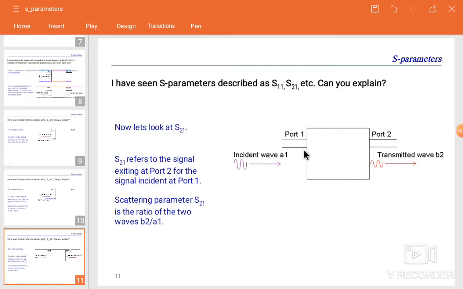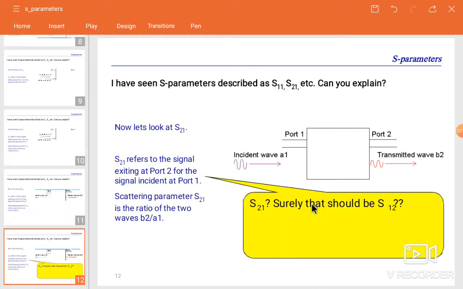The S parameters are described as S11, S21, etc. Now let's look at S21. S21 refers to a signal exiting port 2 for the signal incident at port 1. See here, the incident wave is defined as A1 and the transmitted wave is defined as B2. The scattering parameter S21 is the ratio of B2 and A1.